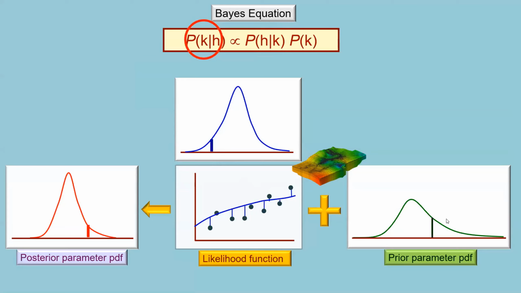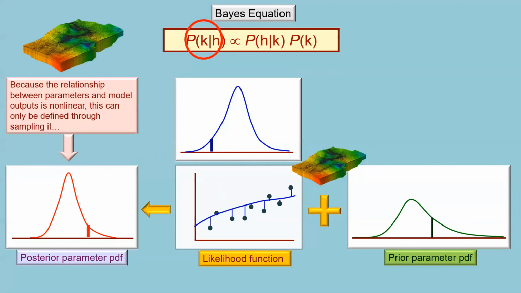Bayes' equation, say I multiply this probability by that probability to get this. Qualitatively, if I've sampled the prior in such a way that model to measurement misfit satisfies the likelihood function, I have sampled the posterior parameter probability density function. Now this is important. In general, we cannot come up with an equation for this posterior probability density function.